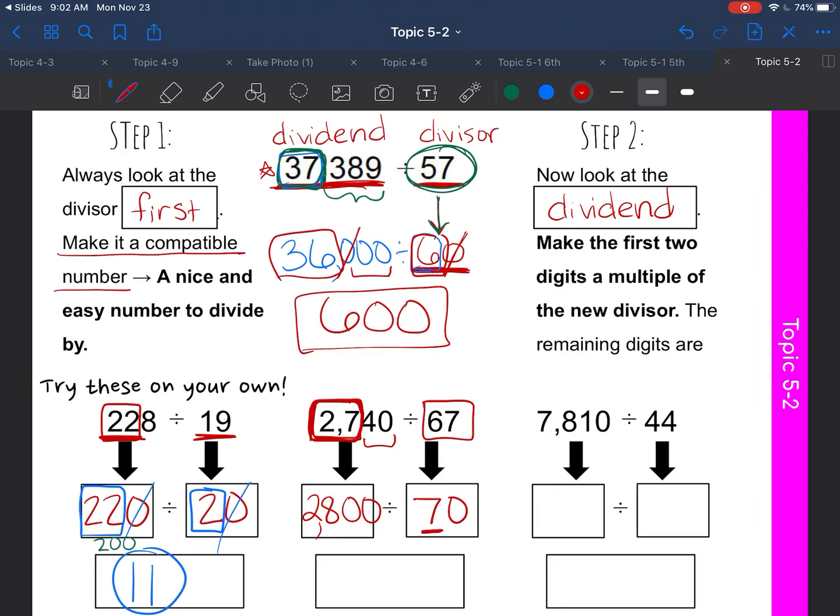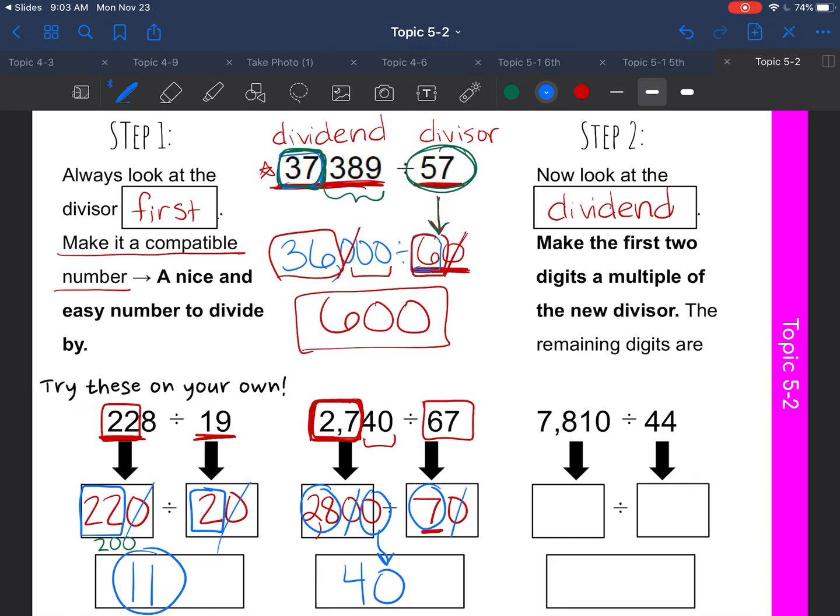And I would say 2,740 is pretty close to 2,800. So now my basic fact is 28 divided by 7, which is 4. And then cancel out the zeros they have in common. There's 1 left over. Our answer is 40.